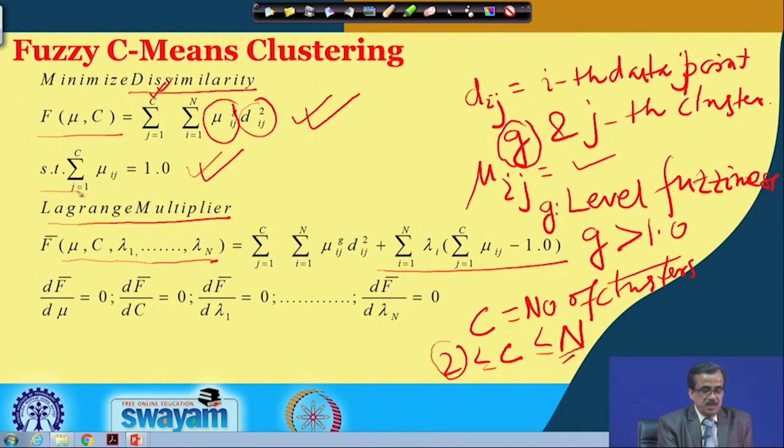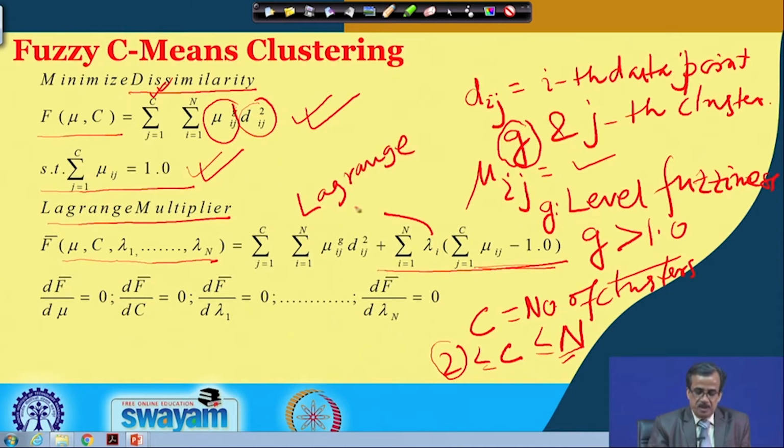So, this is actually the functional constraint. So, this one you bring to the left hand side, and I will be getting this particular expression, and here this particular lambda_i is nothing but your Lagrange multiplier.